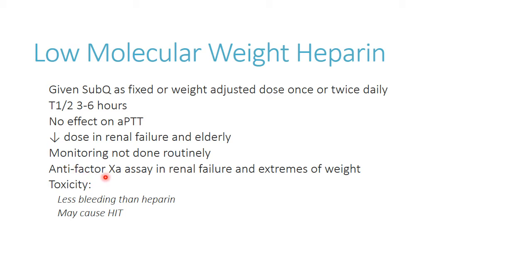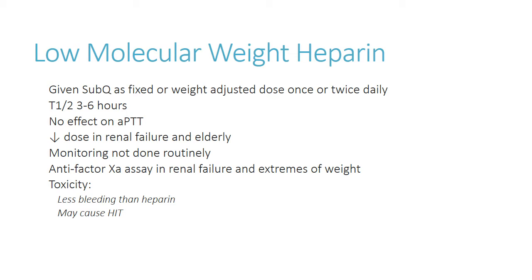And so this is where we can use factor 10A levels to monitor for that. We do this for just about every patient in the pediatric setting, because a lot of the dosing that we have, a lot of the data that comes from these studies, is all going to be in adults. So a lot of times we'll monitor more proactively in pediatric patients. We do a lot of 10A assays there.